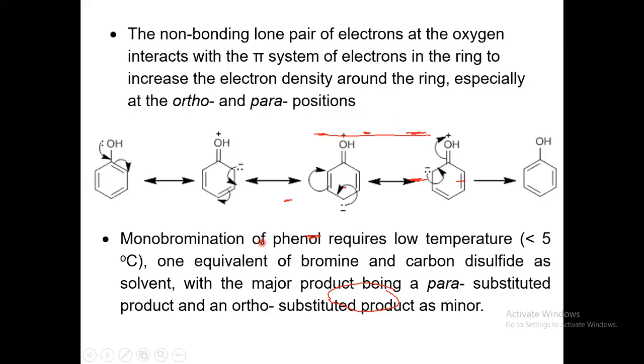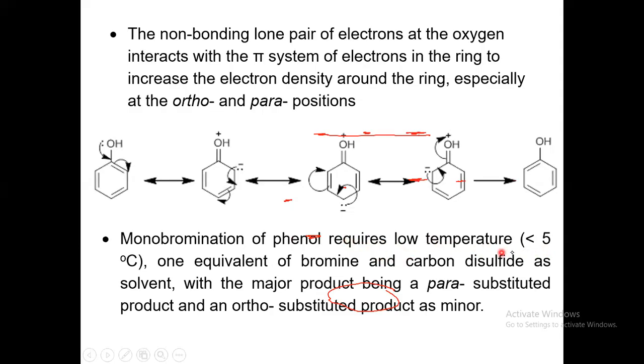Very important. Now, we are seeing that phenol is very reactive, and it can lead to tribromination under normal circumstances. Sometimes we desire monosubstitution. And so this point is saying that for monosubstitution of phenol, we require a very low temperature, that is below 5 degrees.